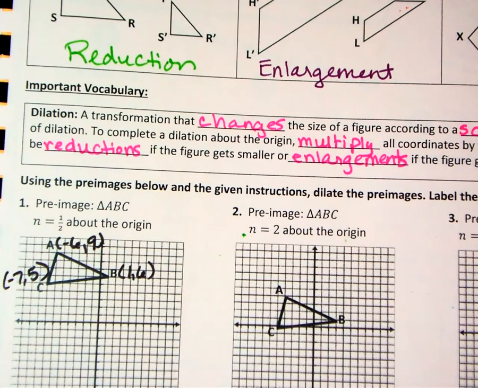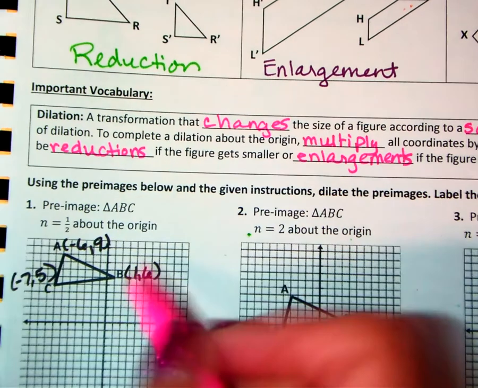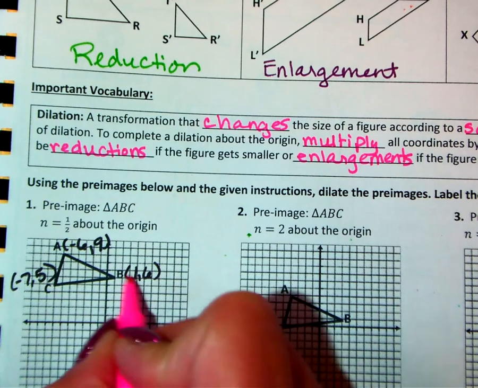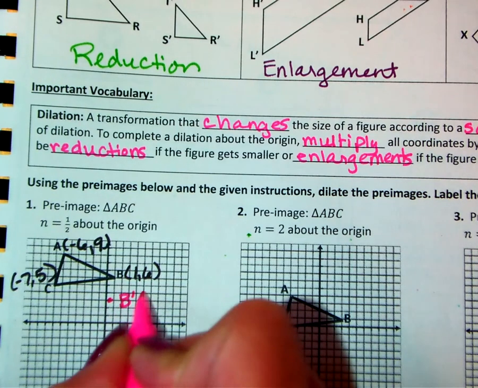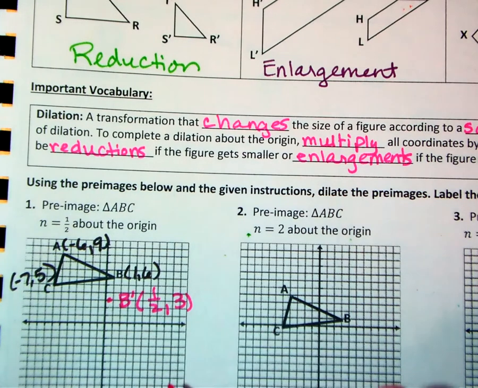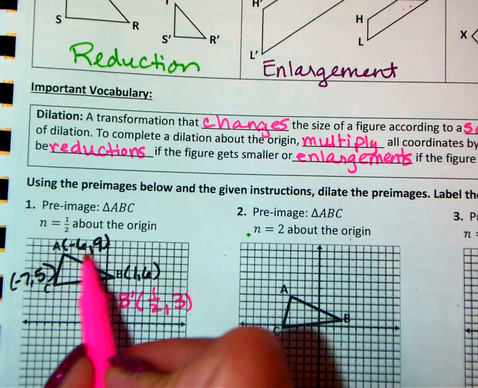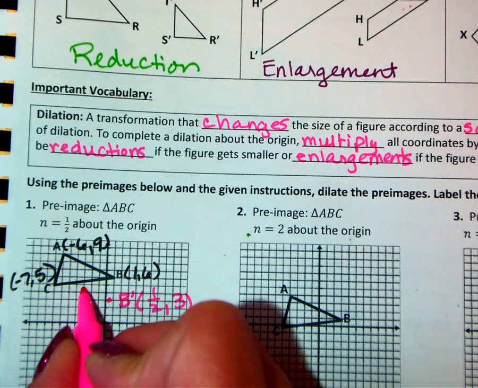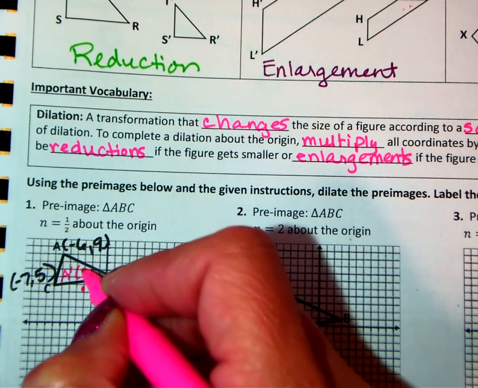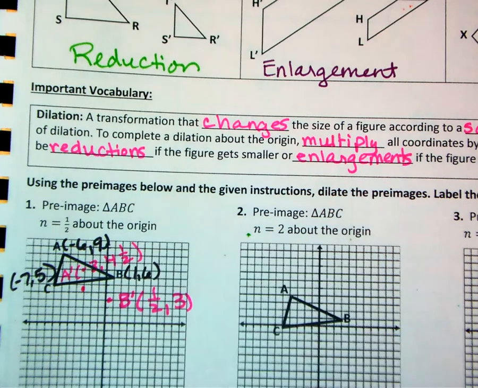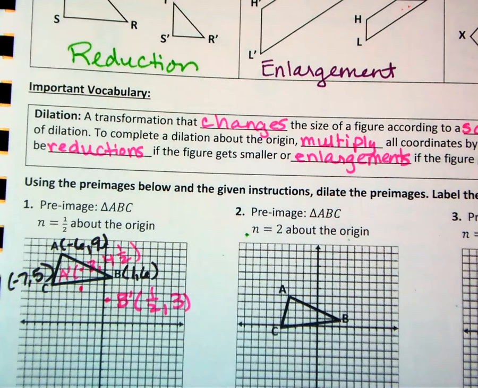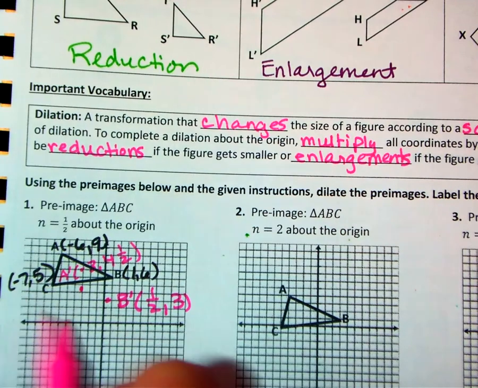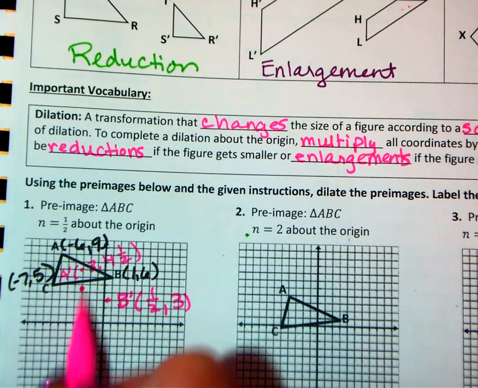So if n is 1/2, that means we are reducing by 1/2, which means we're going to multiply all of those coordinates by 1/2. So we get b multiplied by 1/2, I get 1/2 and 3. So b prime is at 1/2, 3. A, half of each coordinate is going to be -3, positive 4.5. And I don't care if you use 4.5 or 4.5, they mean the same. Half of coordinate C is going to be negative 3.5, 2.5.